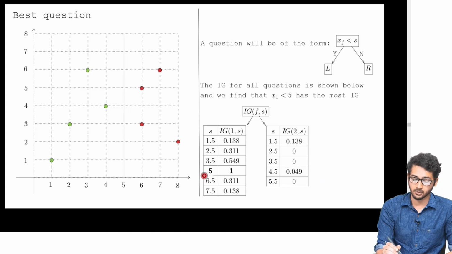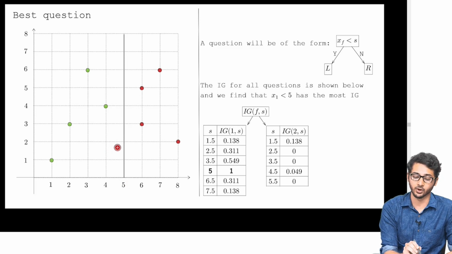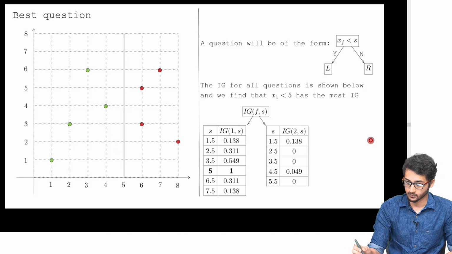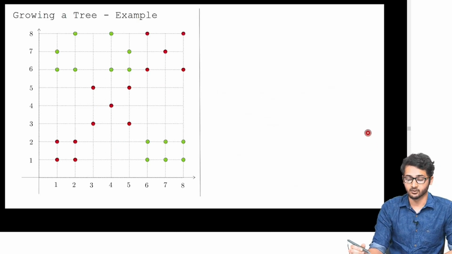As you can see, the maximum information gain is seen when the value is taken to be 5 and the feature is the first one. Having done this, we see a perfect split between the points belonging to class 1 and the points belonging to class 0. Now let us take another example where we go through the entire process.